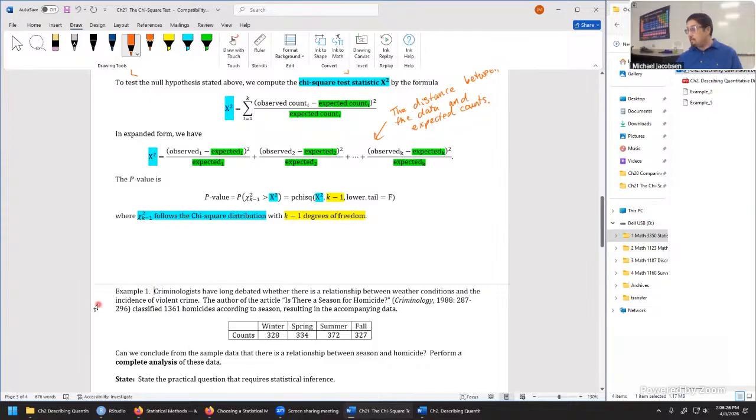The context says, criminologists have long debated whether there is a relationship between weather conditions and the incidence of violent crime. This one turns out to be real data from 1988, from a while ago. It says the author of the article, "Is there a season for homicide?" classified 1,361 homicides. There's our sample size. According to the season, resulting in the accompanying data.